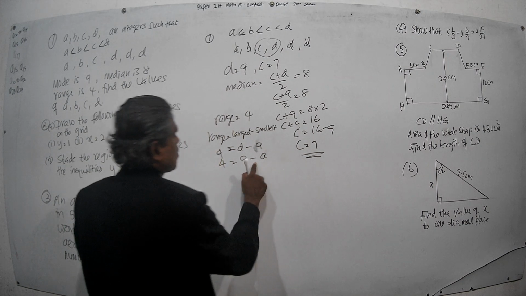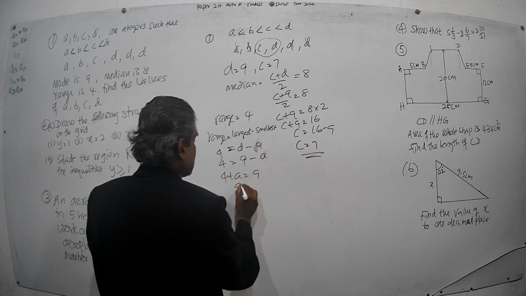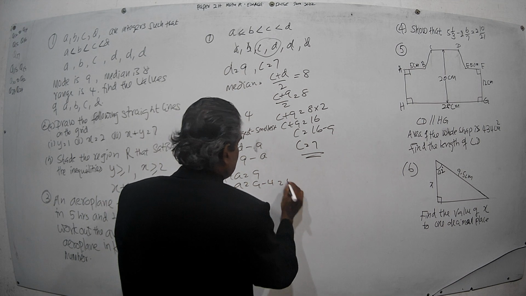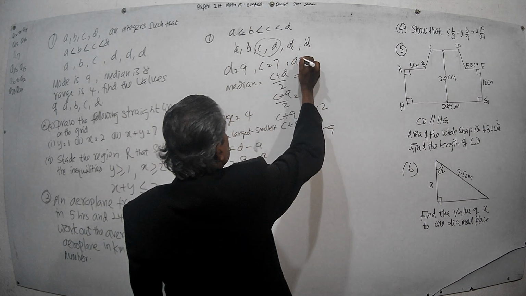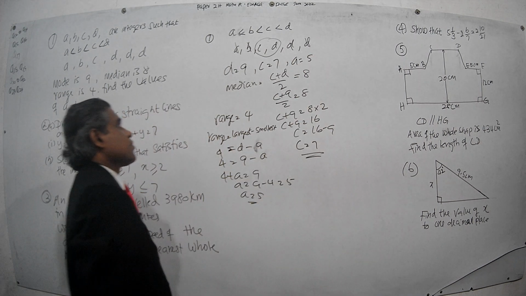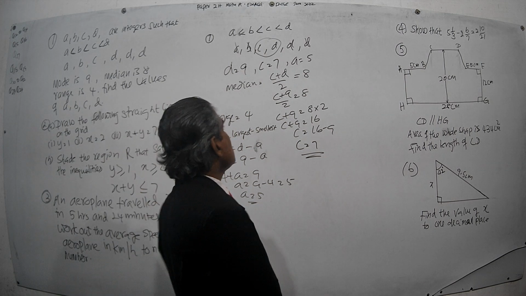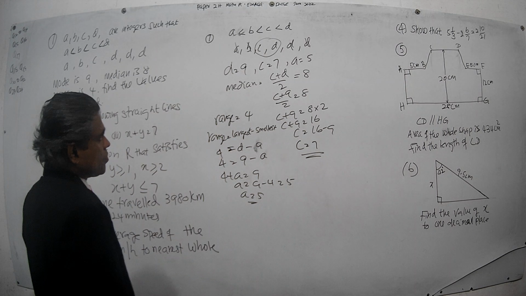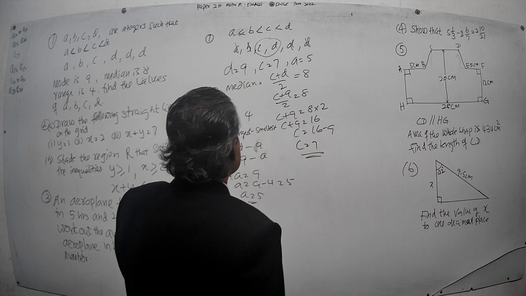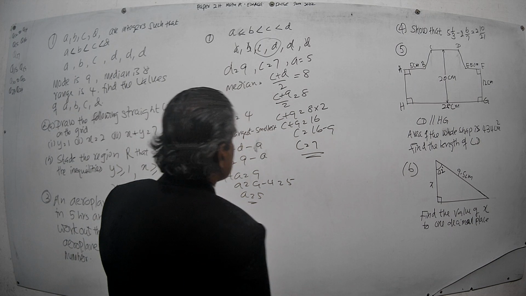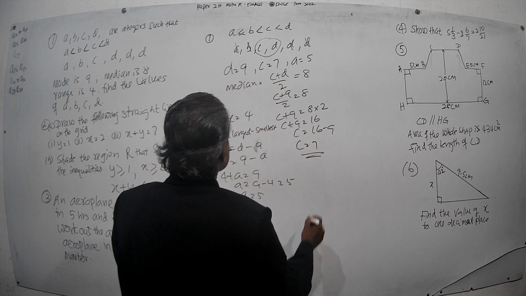Take minus A to this side: 4 plus A equals 9. Then take 4 to that side: 9 minus 4 is 5. That means A equals 5. So A equals 5, C equals 7, and D equals 9. Now we have found these. Now we will write it again like this.